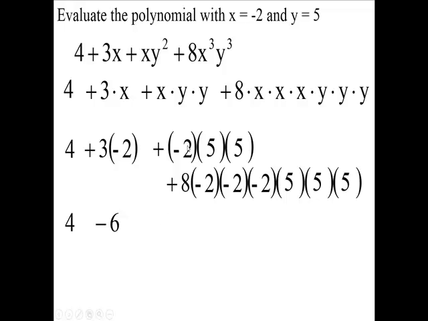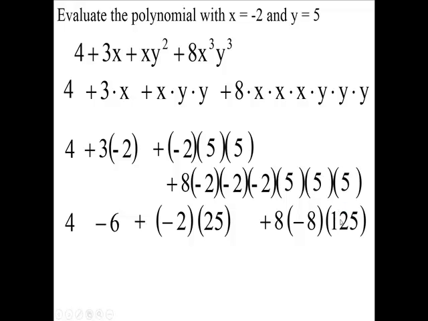Plus, and we're going to have -2. And what's 5 times 5? When you square 5, what do you get? 25, okay? And then we're going to have our 8, and then we're going to cube -2. See, we have 8x cubed, or 8 and x. Are you going to take -2 times -2 times -2? 2 times 2 is 4 times 2 is 8, so that's -8. And then you have 5 times 5 times 5. 5 times 5 is 25, times 5 is 125.